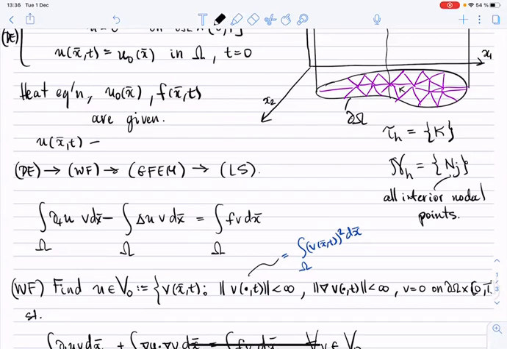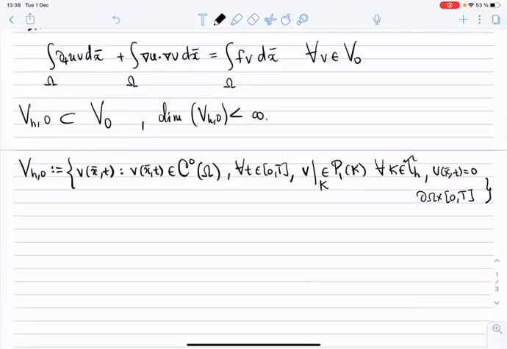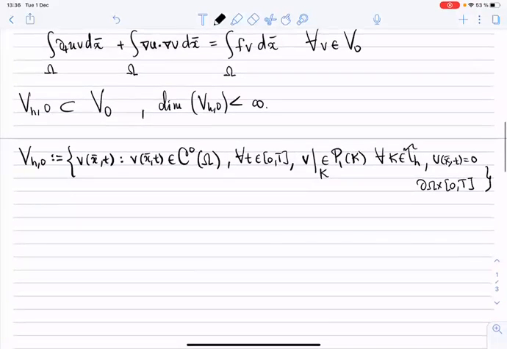All interior nodal points. So for example, it's going to be somewhere here, NJ, something like that. Now I think we can write our finite dimensional weak formulation that we usually refer to as Galerkin FEM.